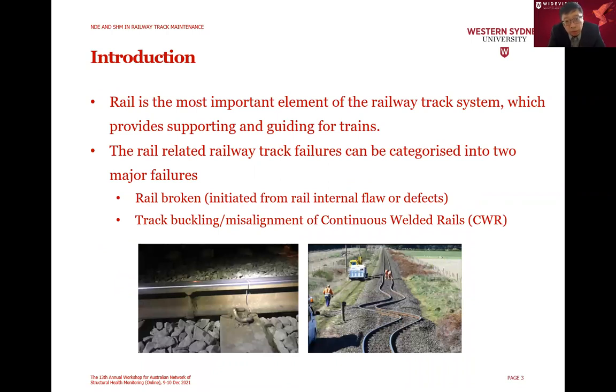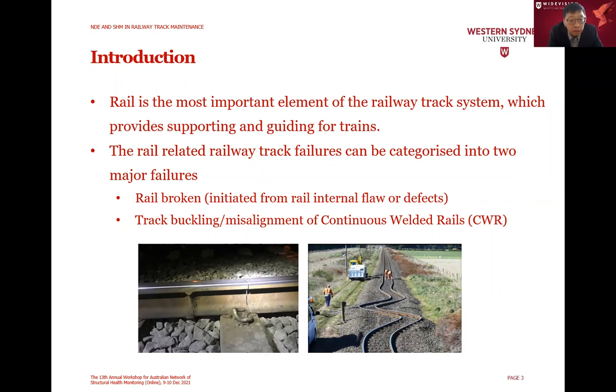Okay, so the introduction. Rail is the most important element of the rail track system, which provides the supporting and guiding for trains. Between the wheel and the rail there are a lot of interactions, and that interaction may generate failure. So the rail-related railway track failures can be categorized into two major modes. The first one is rail broken. The second one is track buckling. At the bottom, you can find two photos.